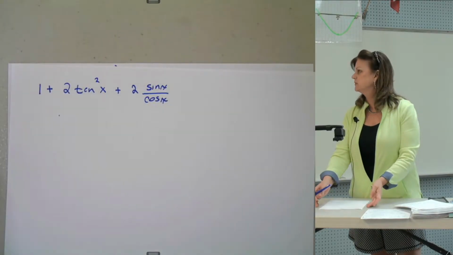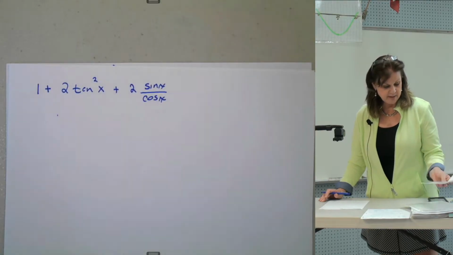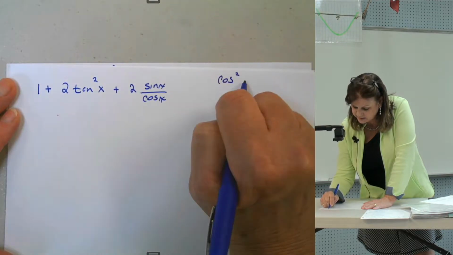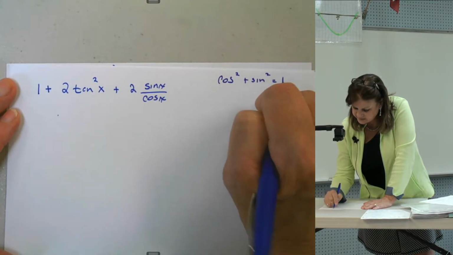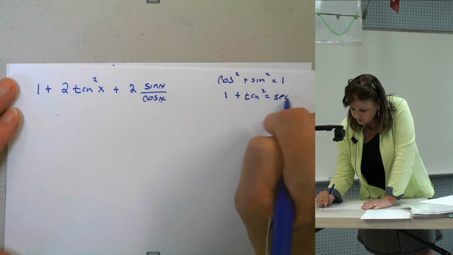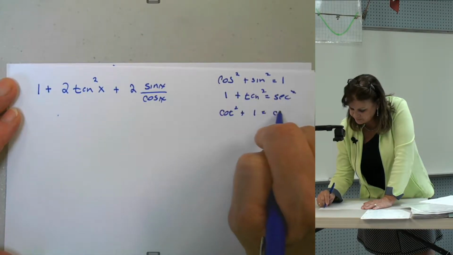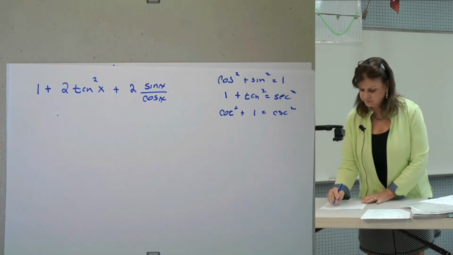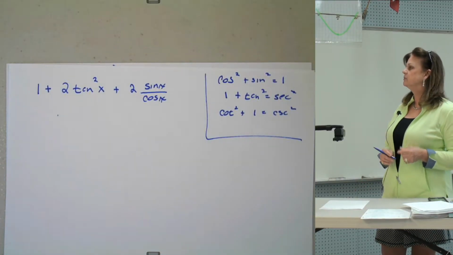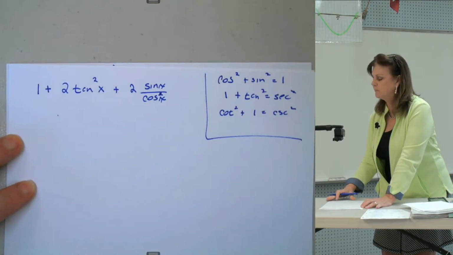So I'm using a separate sheet of paper because it's going to take me a little more room. And also, I want to keep my granddaddy identities off to the side where I can have easy reference to them. Okay, so that's where we are. We'll just set that aside. So right now I'm at 1 plus 2 tan squared plus 2 sine over cosine squared, and I left out the square.